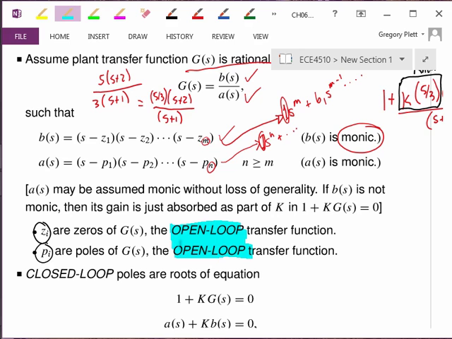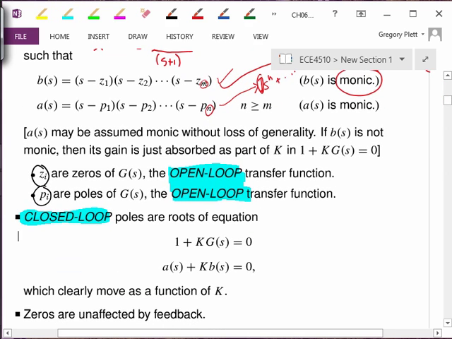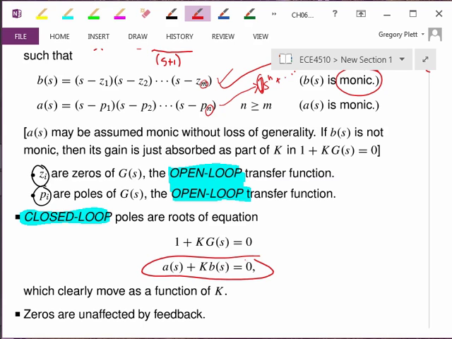So if these are the open loop poles and zeros, then I'm looking for where the closed loop poles are, and we know that they're the roots of 1 plus k g of s equals 0, or a of s plus k times b of s equals 0. Especially looking at this second form, it's pretty clear that the roots of that equation are going to depend on k. So the feedback does, in fact, move poles of the closed loop transfer function. Zeros are not affected by feedback.